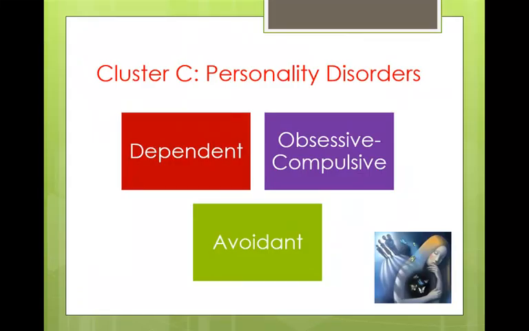Okay, cluster C, this is our last group of personality disorders. This group in general, how we can describe this group is that they are anxious and fearful. Okay, they often display social shyness, they're hypersensitive, they need orderliness, and they have dependency in their relationships.